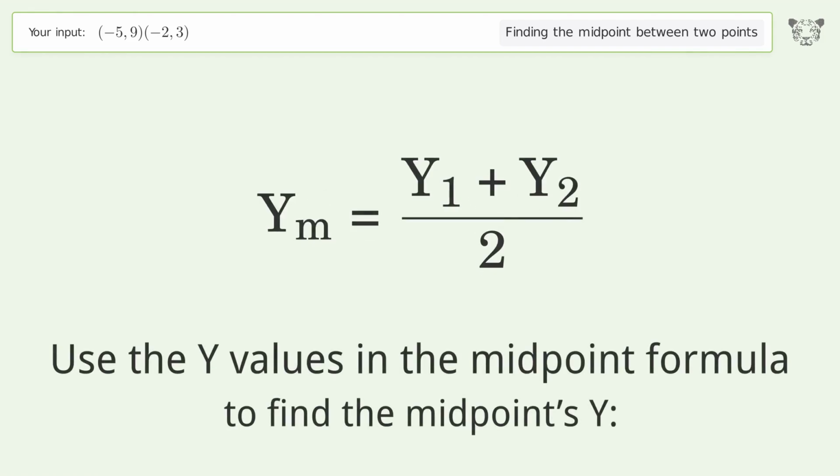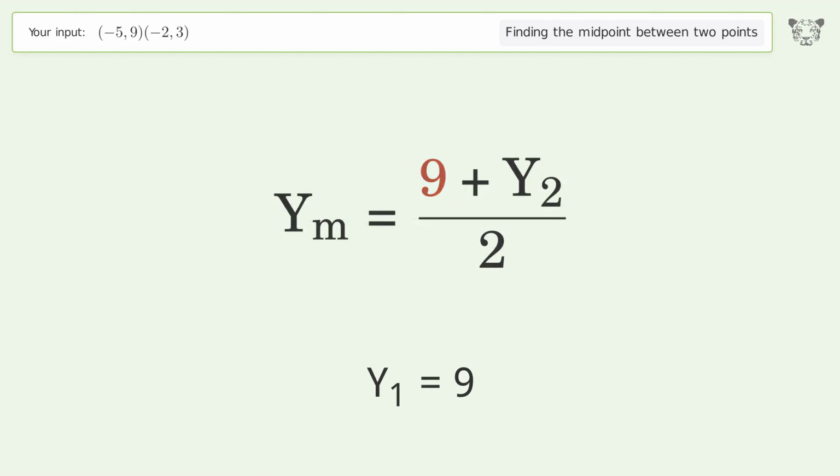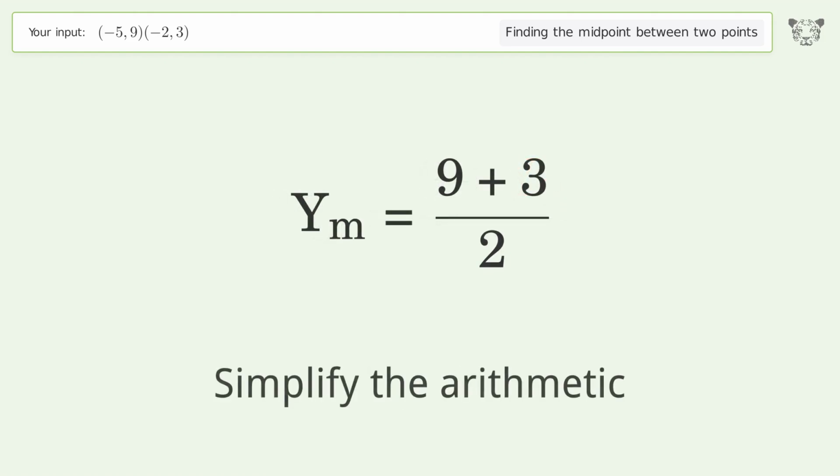Use the y values in the midpoint formula to find the midpoint's y. y1 equals 9. y2 equals 3. Simplify the arithmetic.